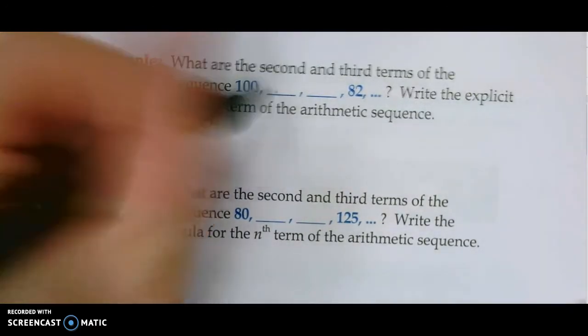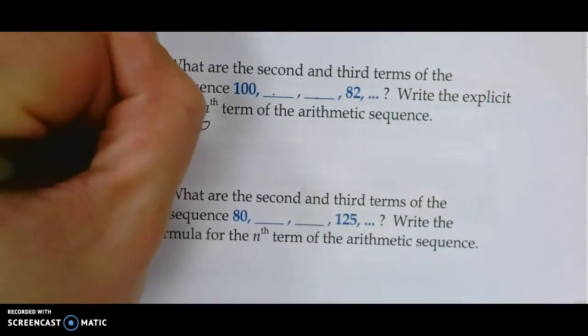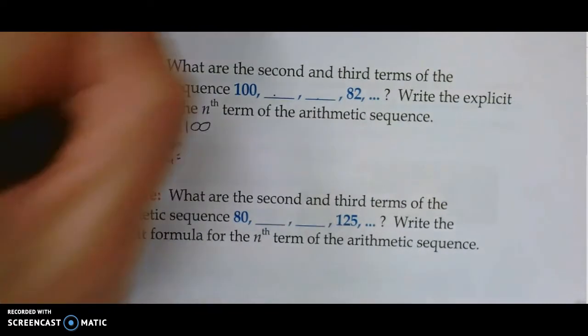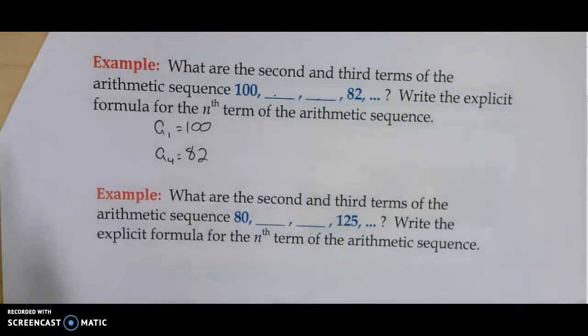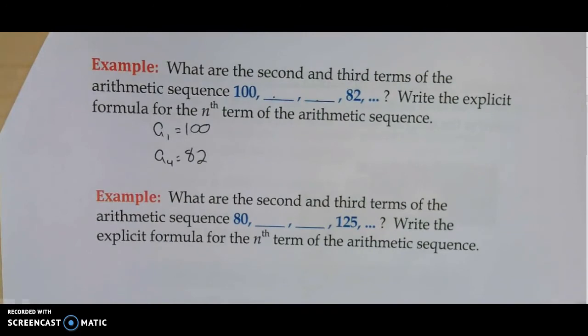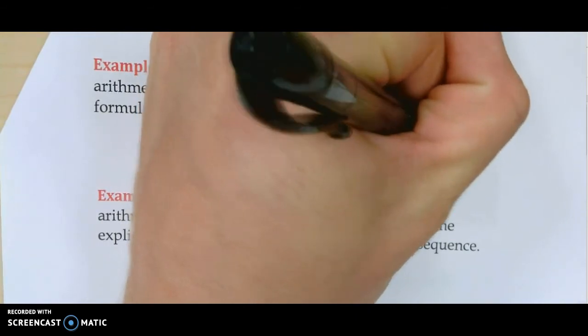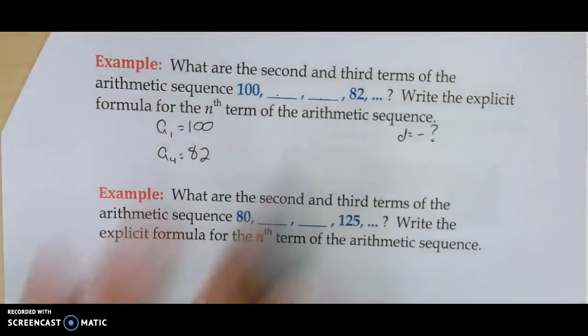This would be a sub 2, I have no idea what it is. This would be a sub 3, no clue what it is. And then they tell us a sub 4 is 82. So I don't know what I'm counting down by, but clearly my common difference should be a negative something, because I'm starting at 100 and ending at 82.